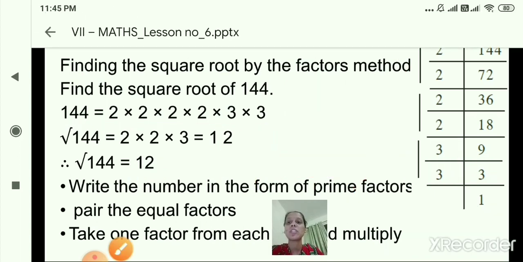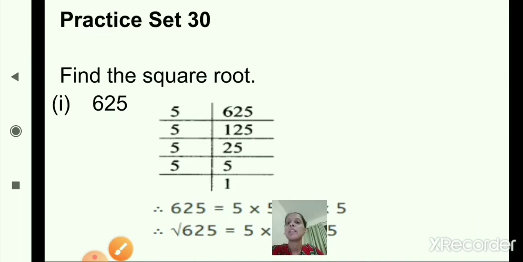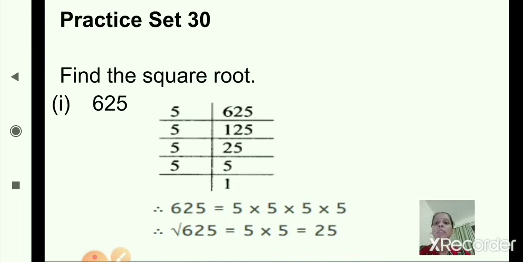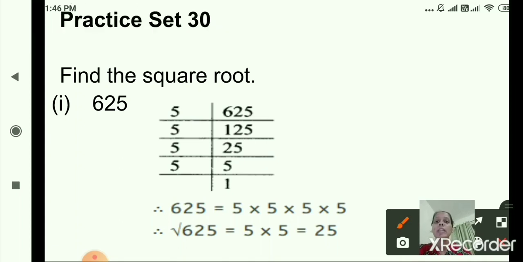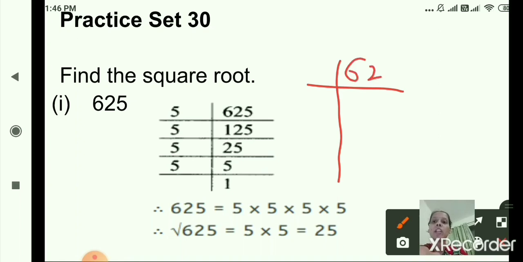Now we'll start with practice set 30. First one, find the square root. The number given is 625. Again the same. First, how will you solve this? You will draw two lines, one vertical, one horizontal. Here you will write down 625.